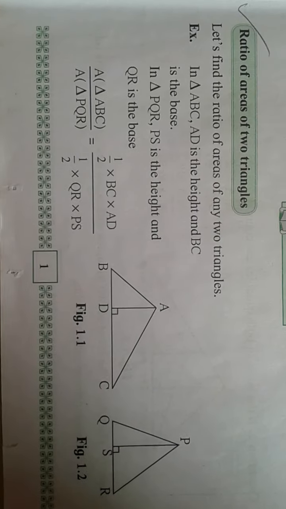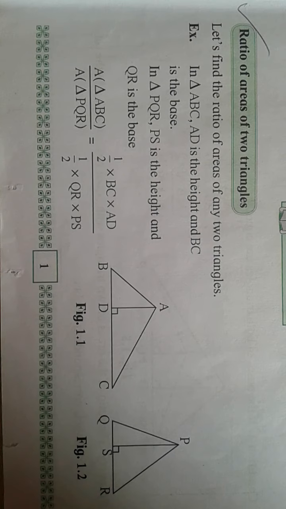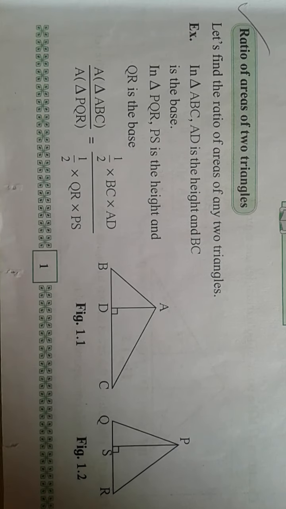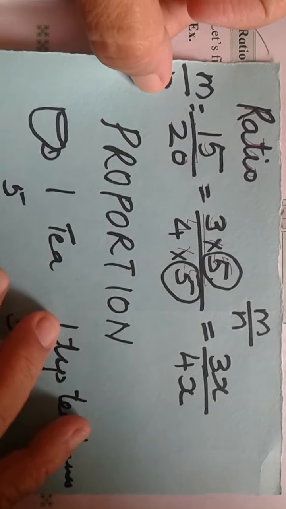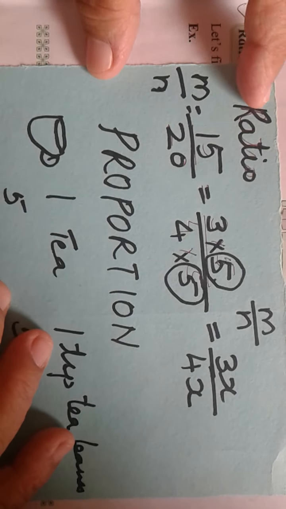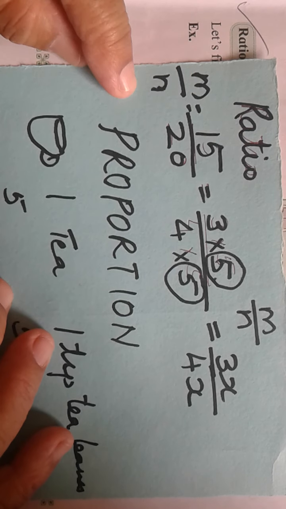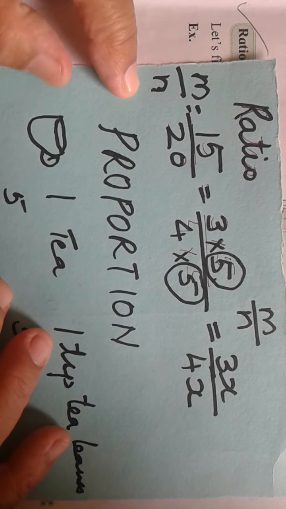Let us begin with the topic given on page number 1 of our textbook, ratio of areas of two triangles. I have already explained the meaning of the word ratio, which we studied in 9th standard, but just to recall, suppose a number m is in ratio with n.